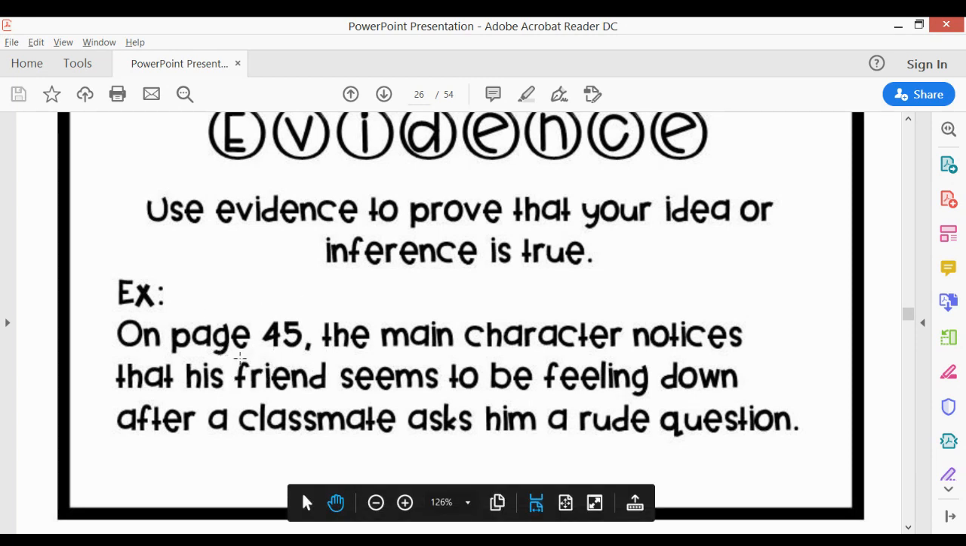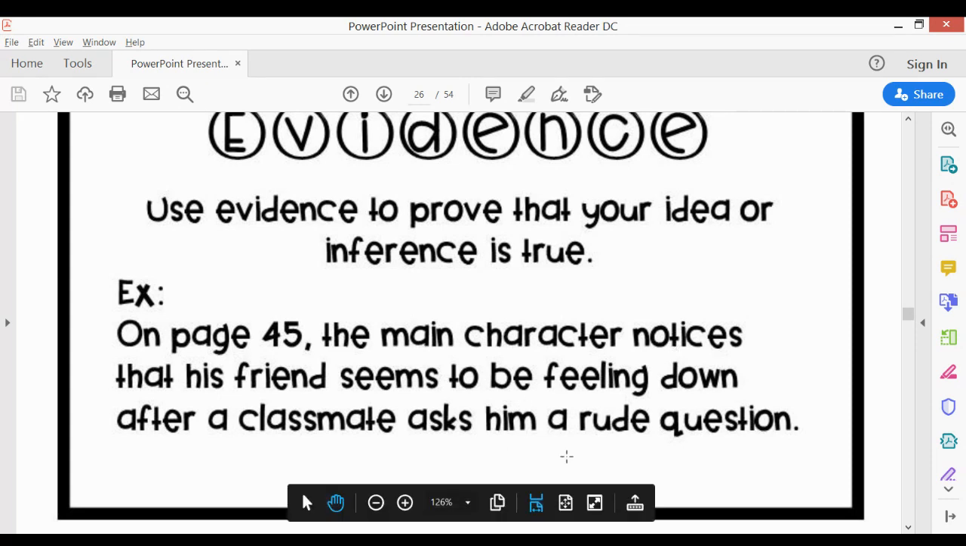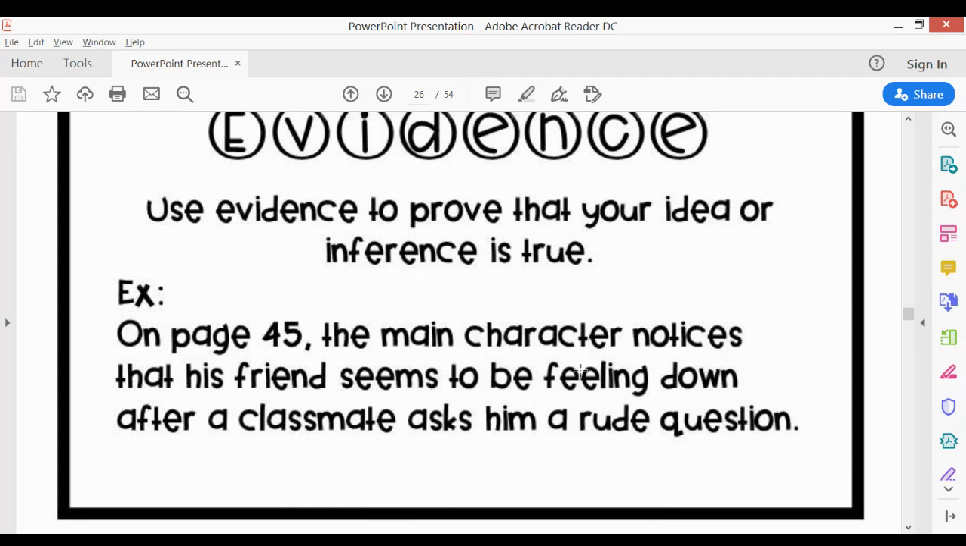If you don't know the exact page number, you could say at the beginning of chapter 3, at the end of chapter 9, the main character, or if my question said Kiana, you would say Kiana. If my question said the main character, what characteristic trait does the main character have? You would say main character, because you want to use some of the same words from the question to make sure that you're fully answering my question.